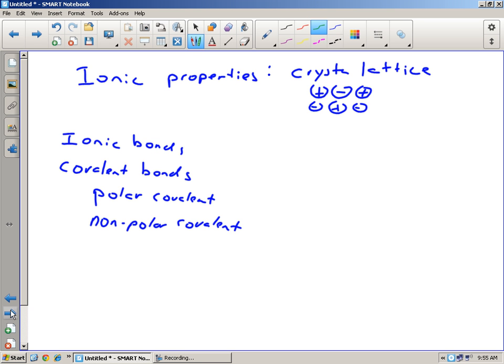I'm probably not going to ask you a lot about properties of stuff. Having said that, once again, we should know the ionic properties, things that go on with ionic compounds, which are obviously a crystal lattice structure. Opposites attract, plus minus, plus minus, plus minus. Crystal lattice, that's called. That would be the shape of the ionic compound. All ionic compounds are crystal lattices.